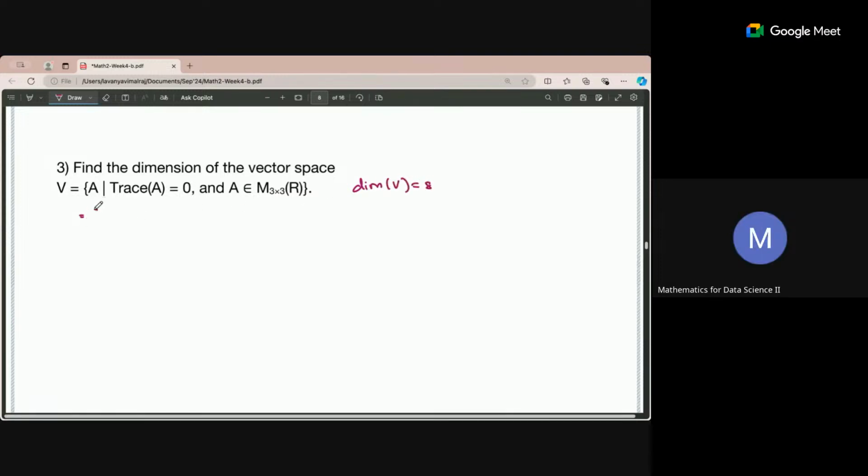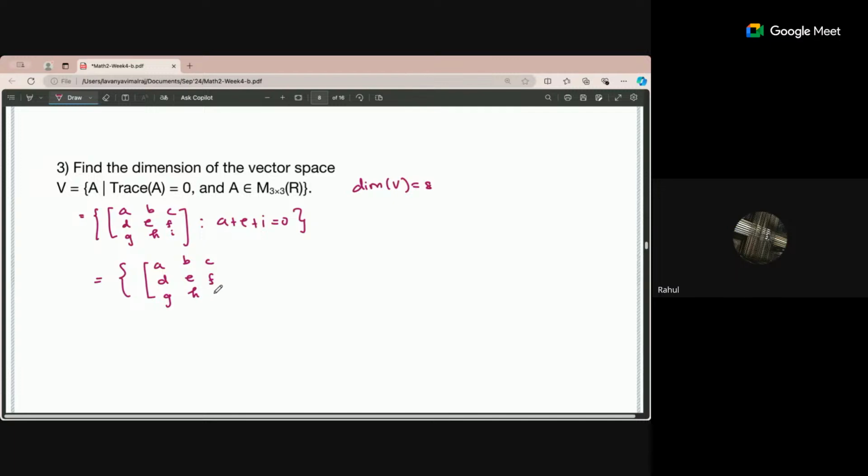Because here you are going to have A, B, C, D, E, F, G, H, I, where A plus E plus I is 0, and the elements are from R. So now this means what? You can write the same set as A, B, C, D, E, F, G, H, and then minus A minus E, that is I equals minus A minus E, with the remaining entries from R. So this is a set, and you know that the dimension is 8. All right. Okay.